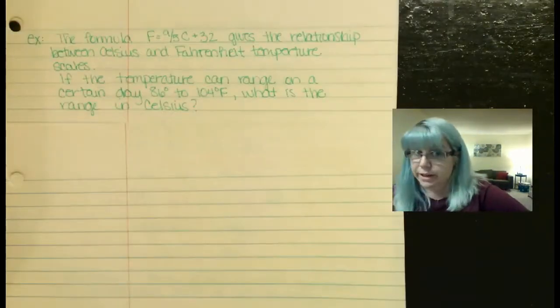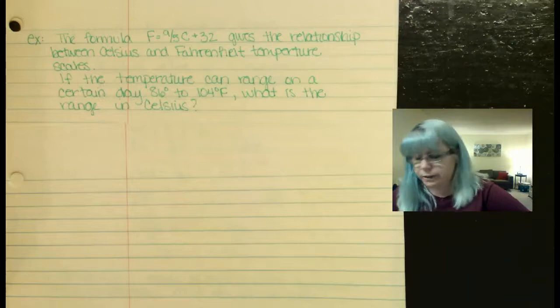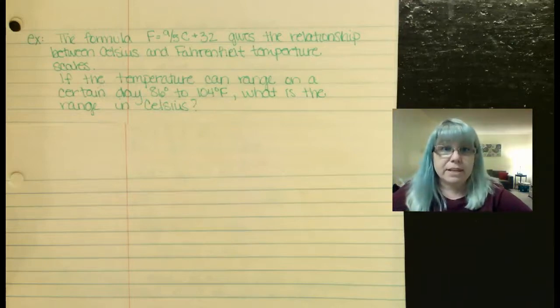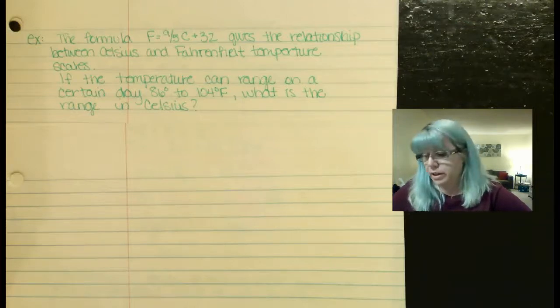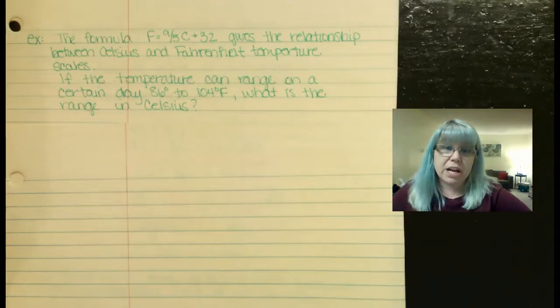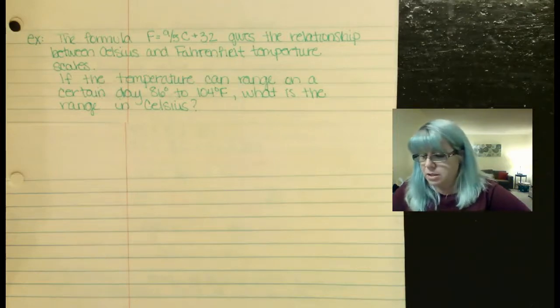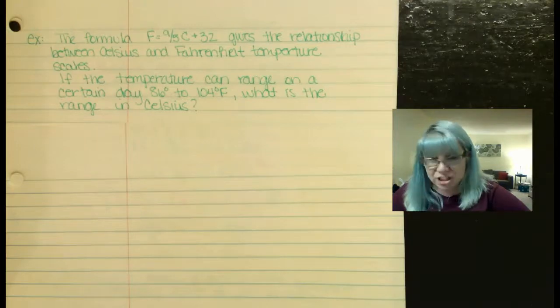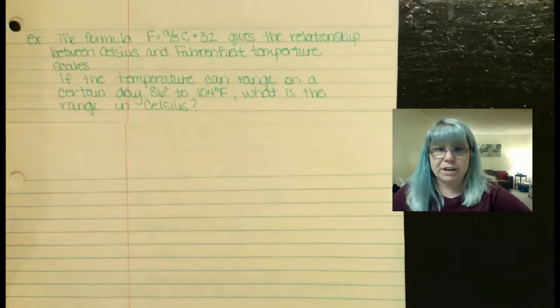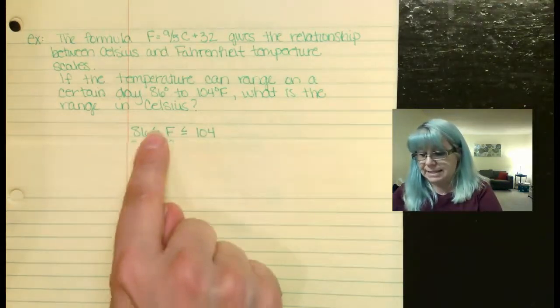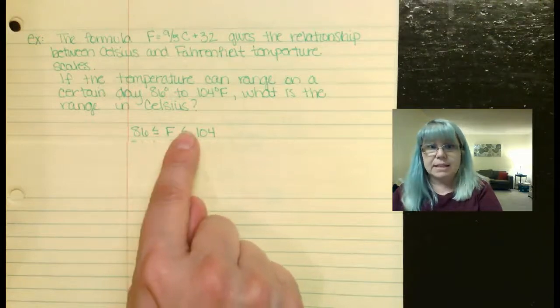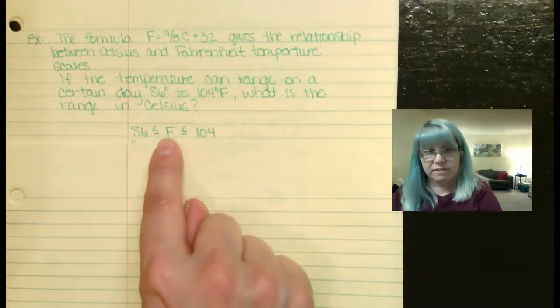Okay, let's try another equation there. Hopefully my mouth will work better. The formula F equals 9/5 C plus 32 gives a relationship with the temperatures of Fahrenheit and Celsius. So, if the temperature range for a certain day is 86 degrees to 104 degrees Fahrenheit, what would the range be for Celsius? Well, that means our range is 86 is less than or equal to F is less than or equal to 104, since we're all in Fahrenheit.